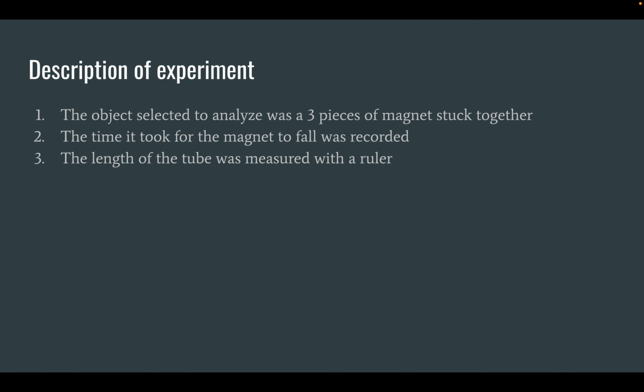So the experiment. The object selected to analyze was three pieces of magnets stuck together. The time it took for the magnet to fall was recorded, and the length of the tube was measured with a ruler.